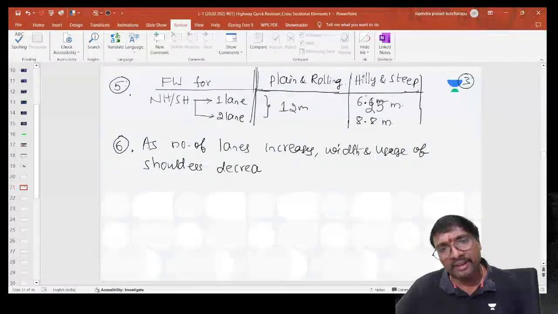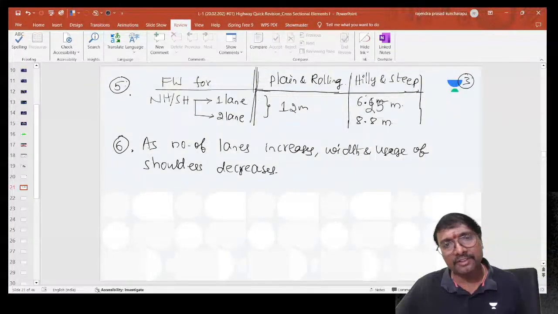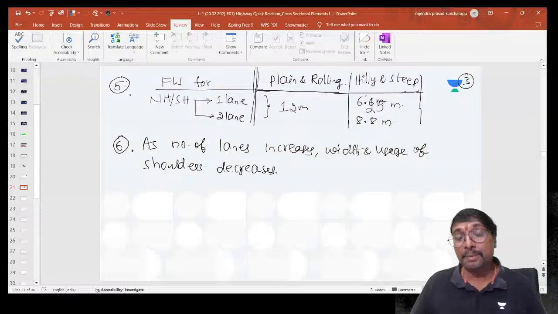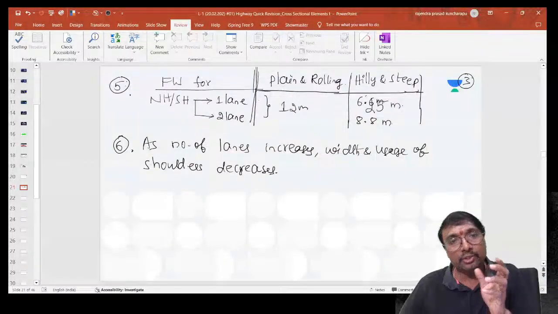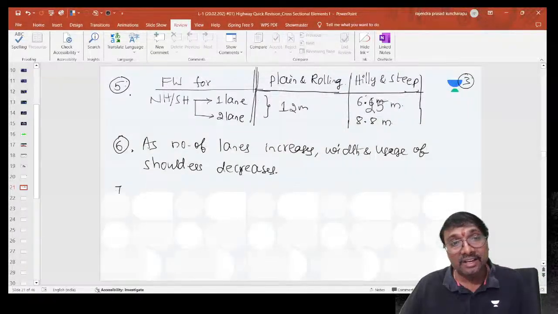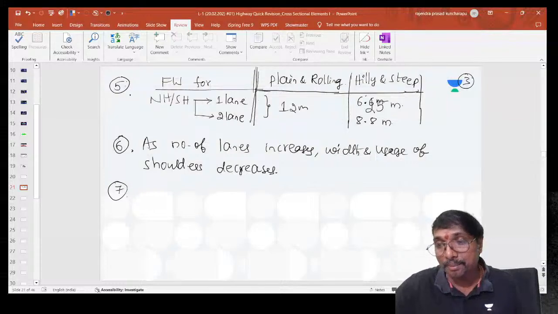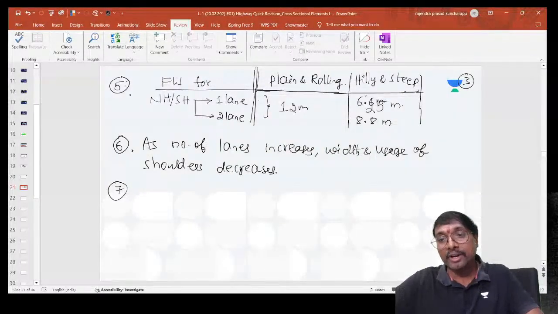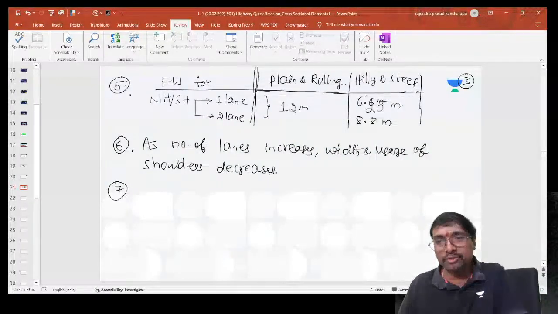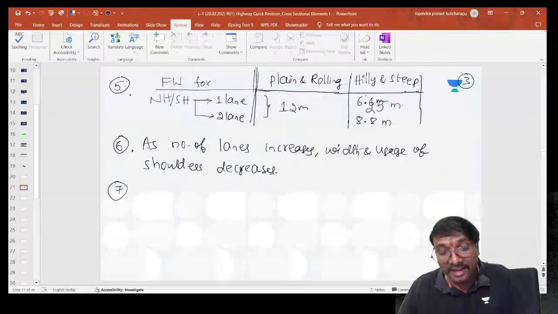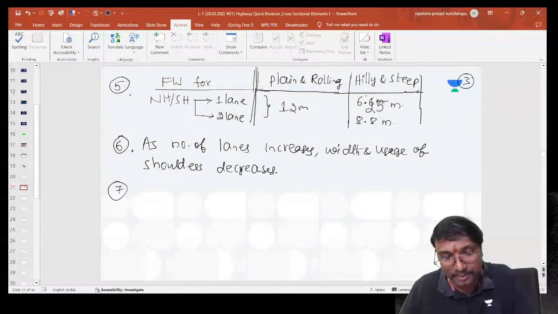Why will it be decreasing? Tell me, what is the main purpose of this shoulder? The main purpose of this shoulder is to allow overtaking operation and crossing operation, and acting like a parking in emergencies. Now, when more number of lanes are there, do we use the shoulder? We'll be using other lanes for overtaking operation, right?